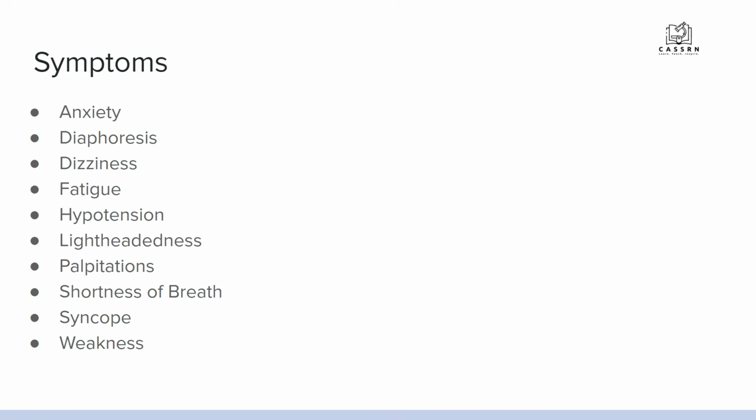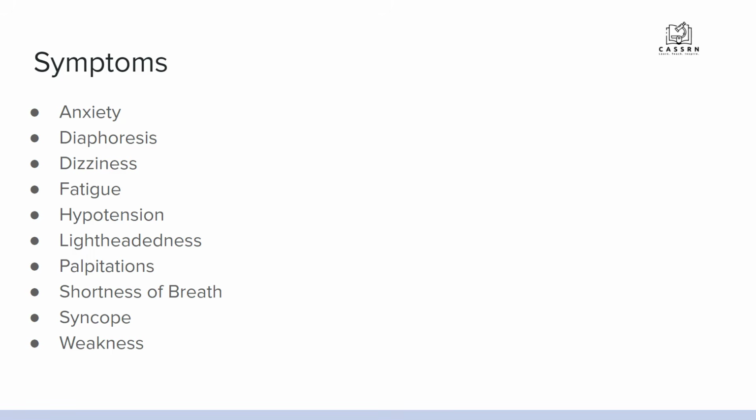So when the heart isn't beating properly, as it's supposed to, it decreases the cardiac output, or the volume of blood that's put out by the heart. This is going to decrease the amount of oxygen-rich blood that is delivered to the rest of the body and to the heart itself. So going through these symptoms, you can see why a patient would experience them when they're having a dysrhythmia.